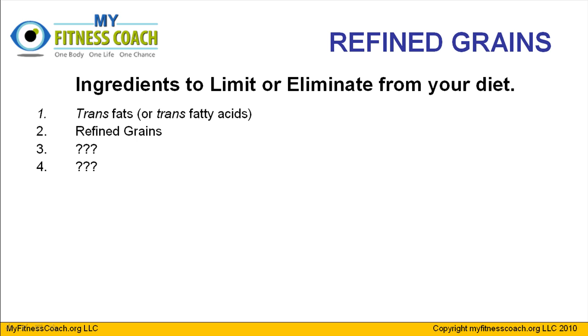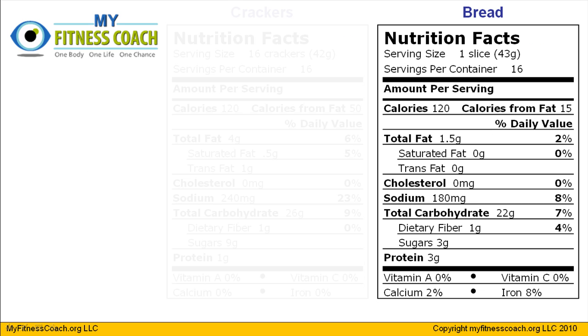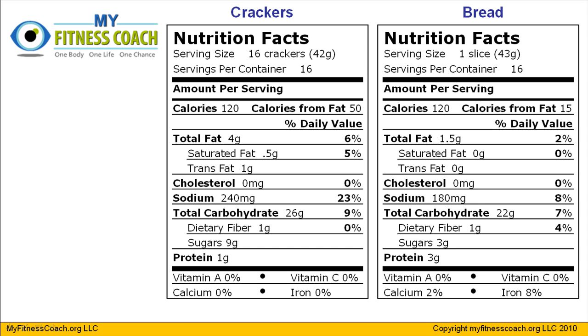So let's begin today by looking at two food labels, one of bread and one of crackers. And my question again is, which one of these products contains refined grains? If you simply look at the total carbohydrate area, it doesn't tell you enough. Like trans fats, you must always consult the ingredients list to determine whether or not a product contains refined grains.